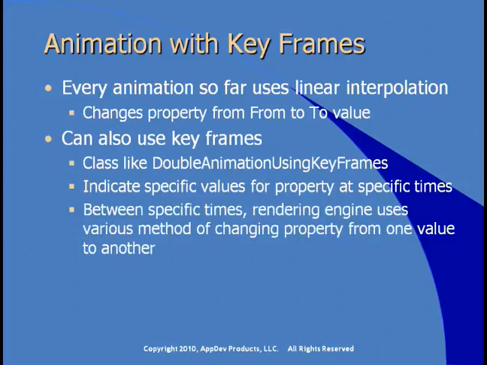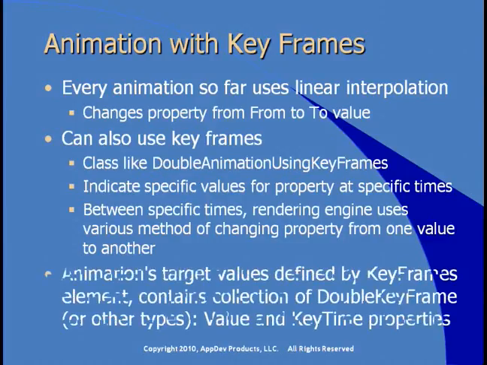Between specific times, the rendering engine uses various methods, which you indicate, of changing the property from one value to another. The animation's target values are defined by the keyframes element, which contains a collection of double keyframe, or other types as well. You supply the value and key time properties.